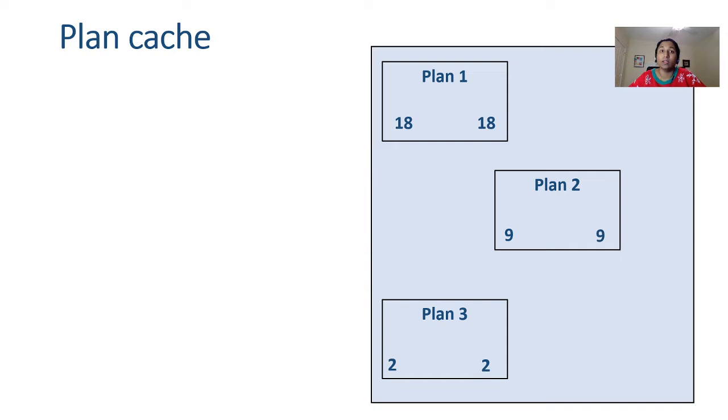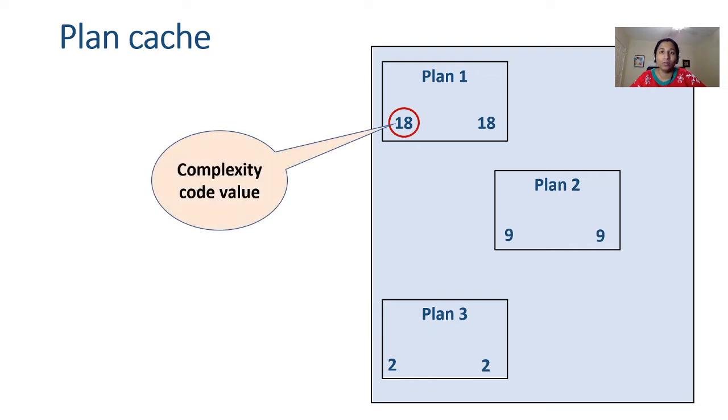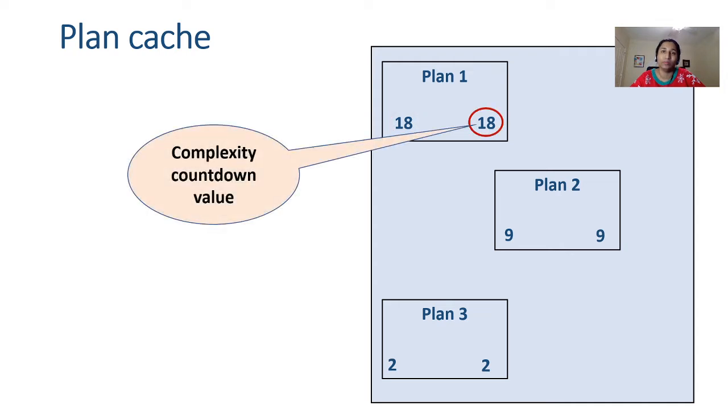This is my plan cache, the right side diagram which you are seeing, which is very, very small. We just have 3 execution plans in it, plan 1, plan 2 and plan 3. Now each and every object we have in the plan cache has 2 numbers at the bottom of it. The left side number is known as the complexity cost value and the right side number is known as the complexity countdown value.